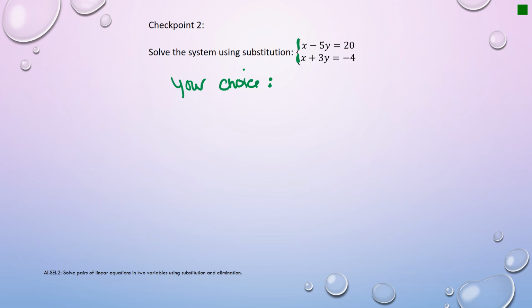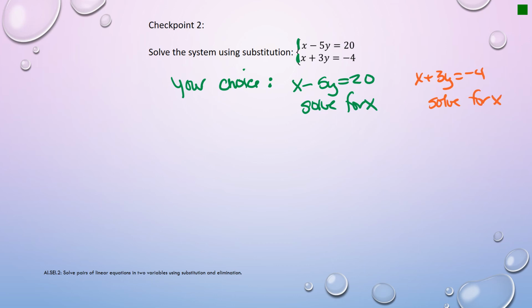Anyway, your choice is you're either going to take x minus 5y equals 20 and solve for x, or if you're feeling orange, you're going to take x plus 3y equals negative 4 and solve for x. This will show you who's a glass half full person versus glass half empty, because if you solve for x this way, you get a positive number. If you solve for x with the 3y, you get a negative number.